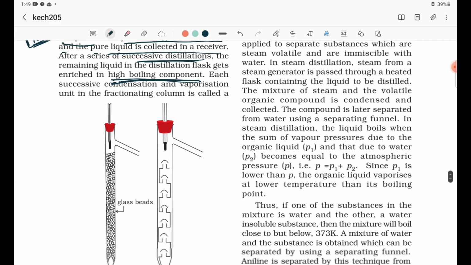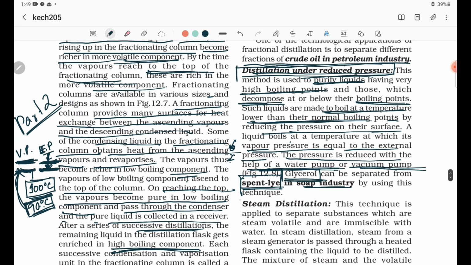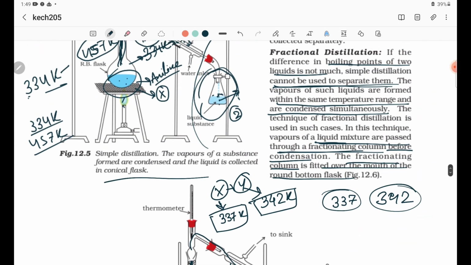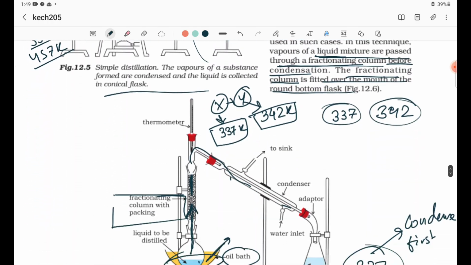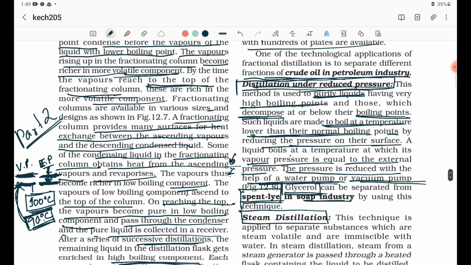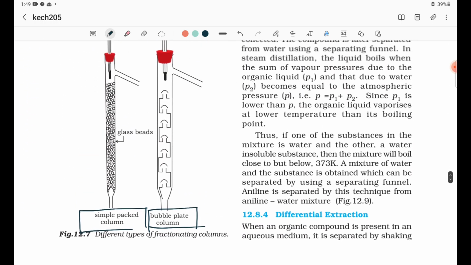So there are so many types of distillation. There is another type of distillation, that is steam distillation. How many types of distillation have we read? Simple distillation and fractional distillation, 2 types. The third type is distillation under reduced pressure. Now the fourth type is steam distillation. This is the last part of the distillation.